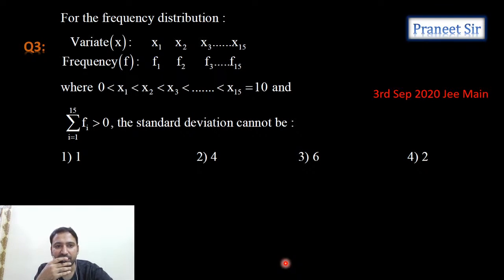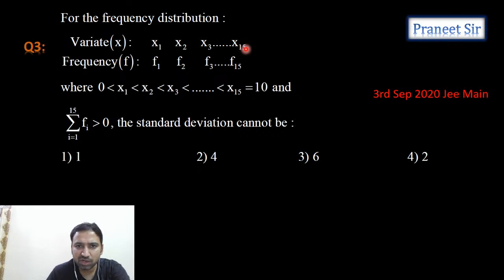Yes, so this is the next question we have. A frequency distribution is given. So these are the observations. X1 is repeating F1 times, X2 is repeating F2 times, X3 is repeating F3 times, and so on up to 15. So total 15 observations are there. And then what he is giving, guys, sigma Fi is greater than 0, then standard deviation cannot be equal to... That's what he is asking. Okay, let's check it.